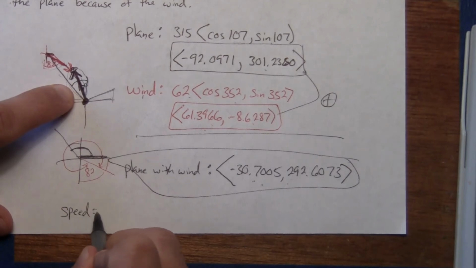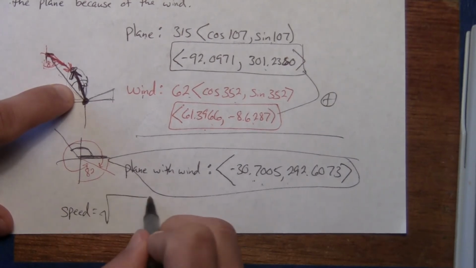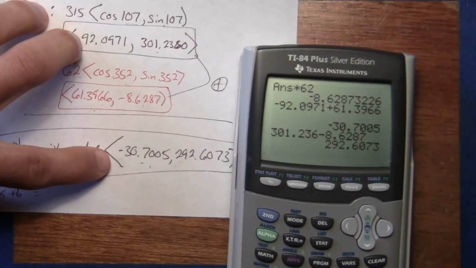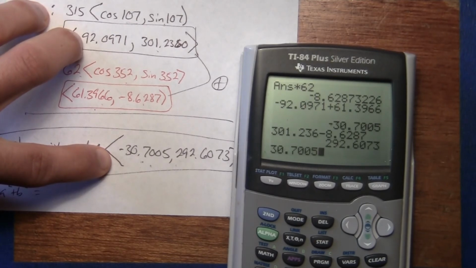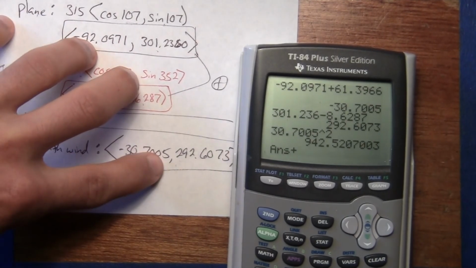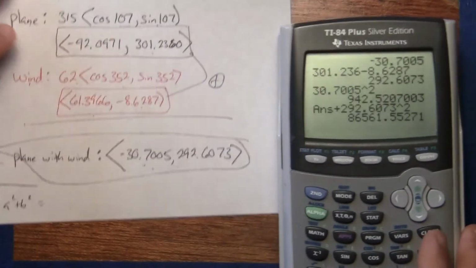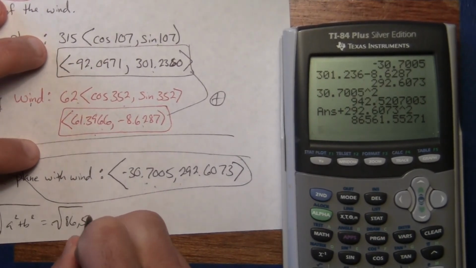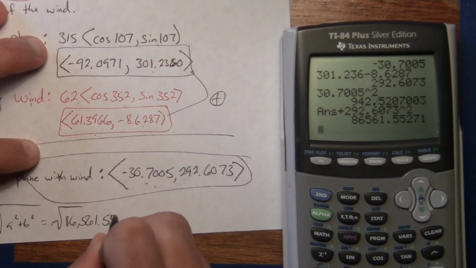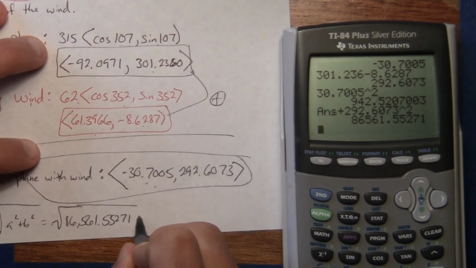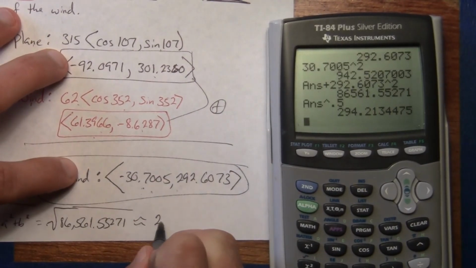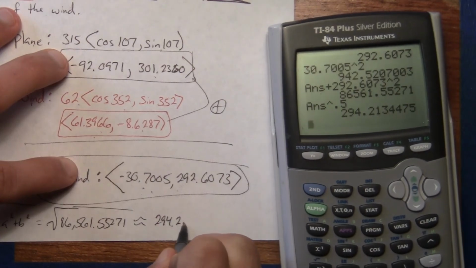So the speed is equal to, I'm not going to write the whole thing out, the square root of a squared plus b squared. So let's go ahead and type this in. It's 30.7005 squared plus 292.6073 squared. And that gave me 86,561.55271. And of course I'm going to take the square root of that, so the square root of that number is 294.2, and this is miles per hour.